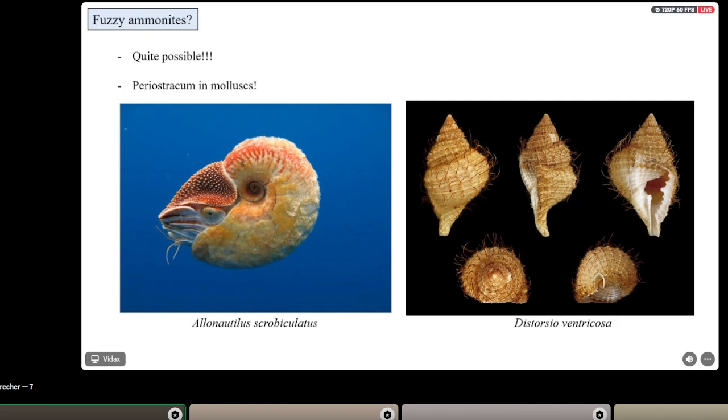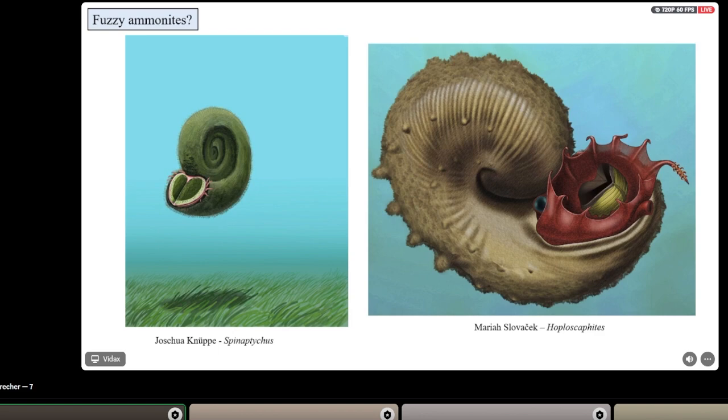A cool thing, there is something called a periostracum, a fuzzy layer on some mollusks. You can make your ammonites fuzzy, basically. Different mollusks have a fuzz or bristly layer on their shells, that has even been reconstructed a few times.